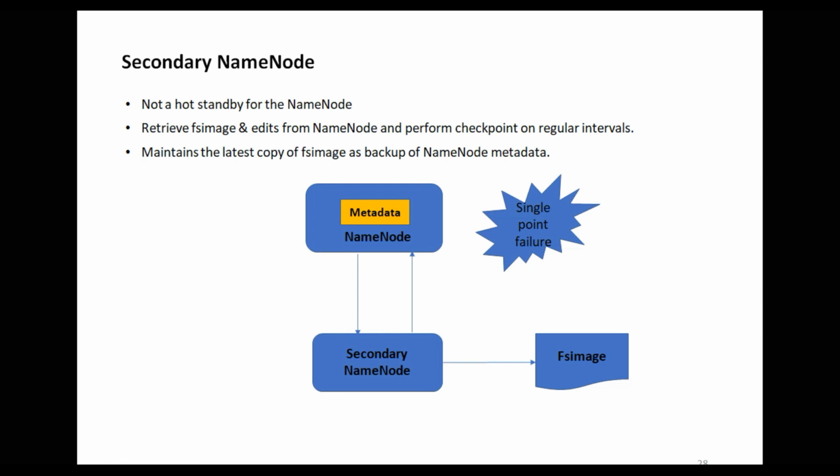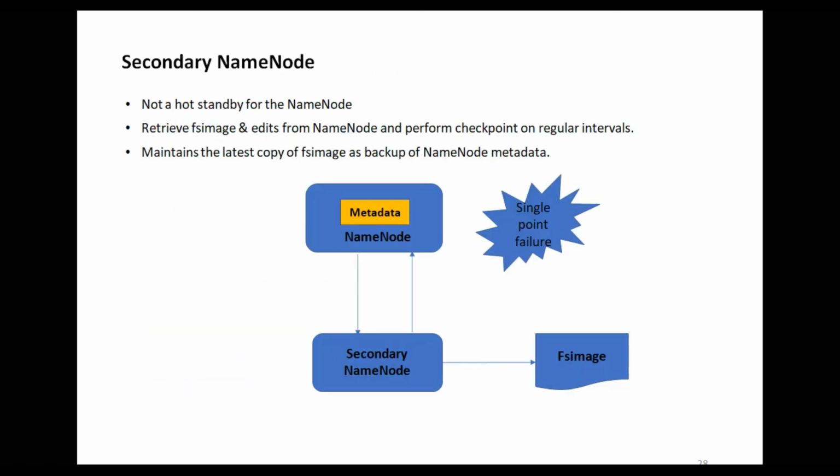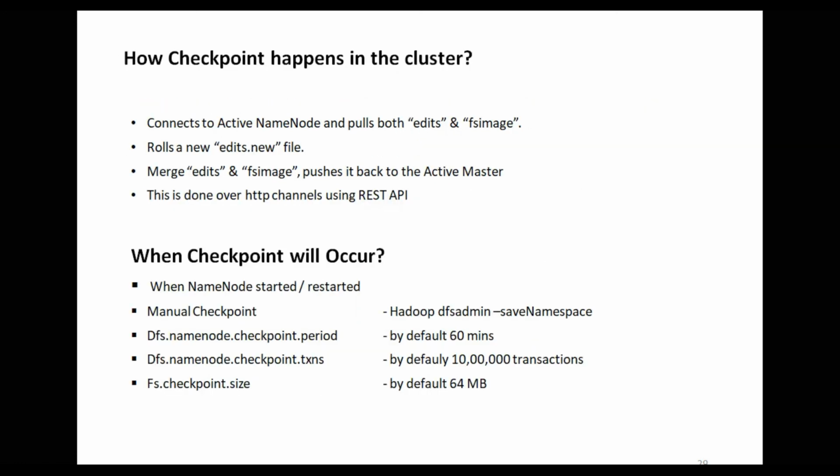Okay, so let us go to the next step. Secondary name node: how does checkpointing happen? We have seen it. The secondary name node connects to the active name node and pulls both edits and fs image, merges them, rolls a new edits.new file, and merges edits and fs image. It pushes the result back to the active master, and this is done through the HTTP channel, REST API.